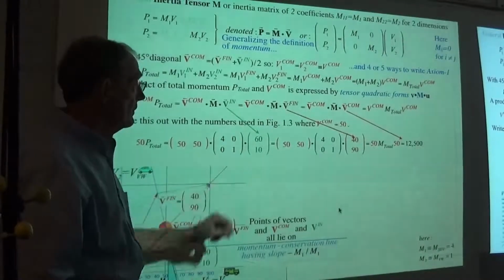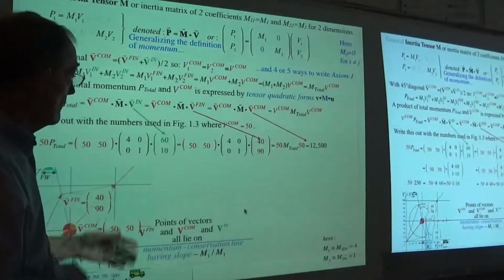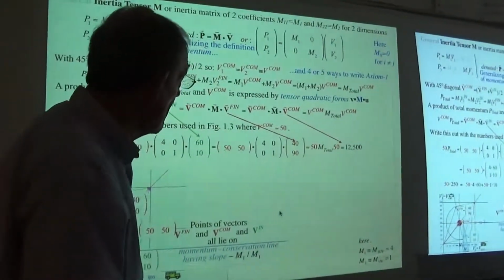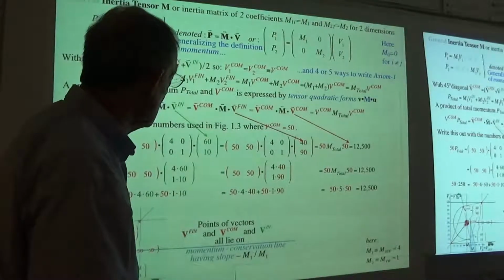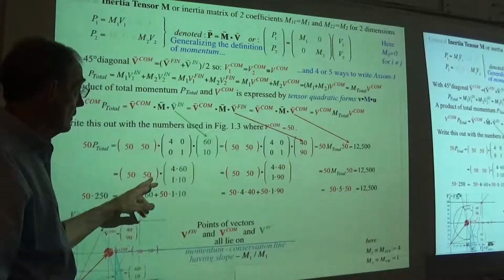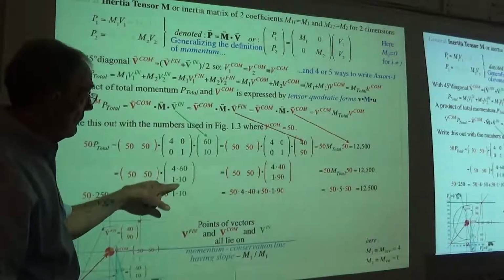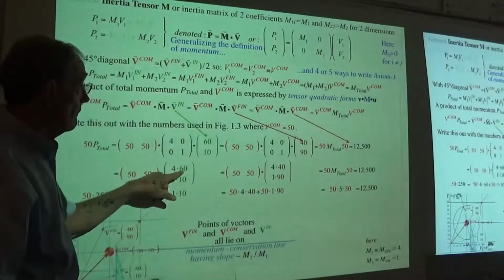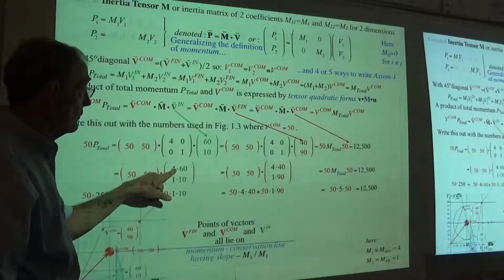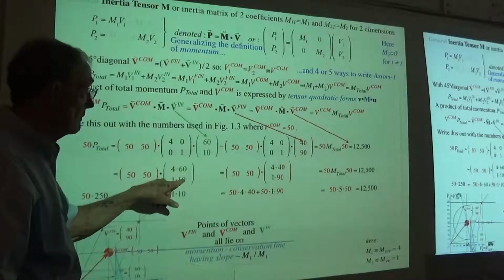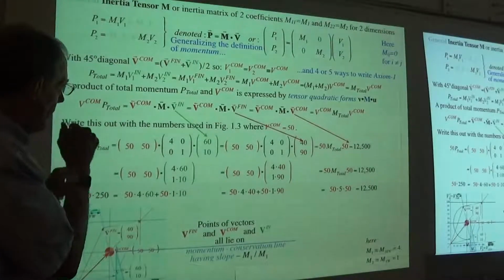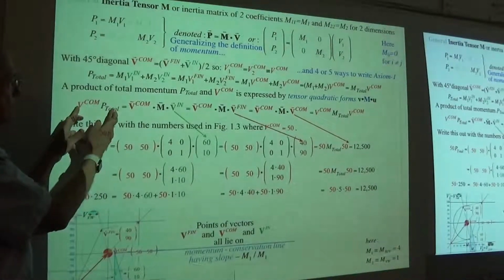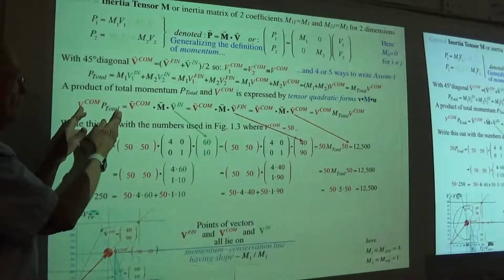So this matrix times that matrix gives me something that's pretty simple. Now it's really just a dot product of two vectors. This vector V_COM dotted with this one, where that's become sort of a momentum. This is a mass times the velocity, mass times the velocity. So there's a momentum quantity. There's a name for the product of velocity and momentum.